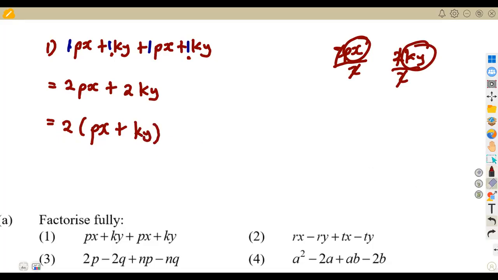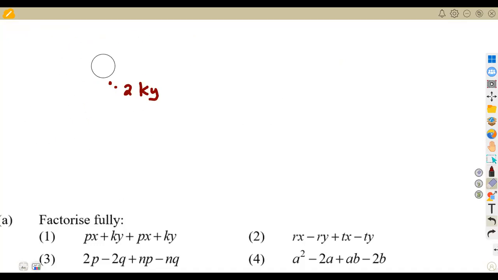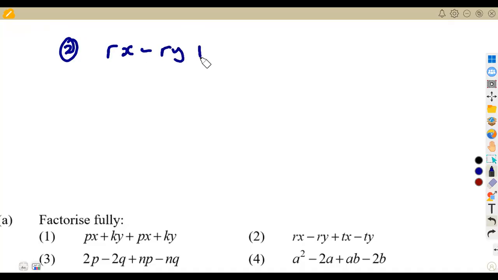So that means we have factorized our part, and as you can see, we just have a single term and a bracket, which is not exactly what you're expected to have. Let us consider this question so that you can properly understand the purpose of this class, which is question number 2. We are given to factorize rx minus ry, plus tx minus ty.